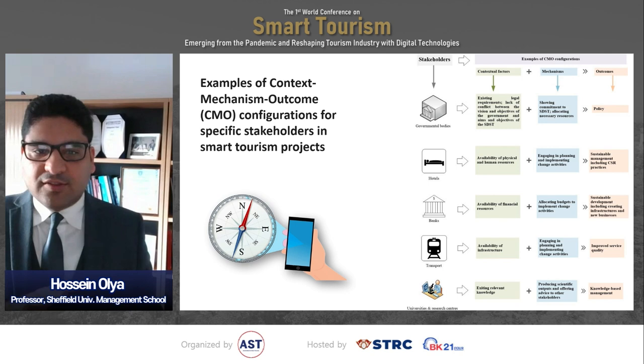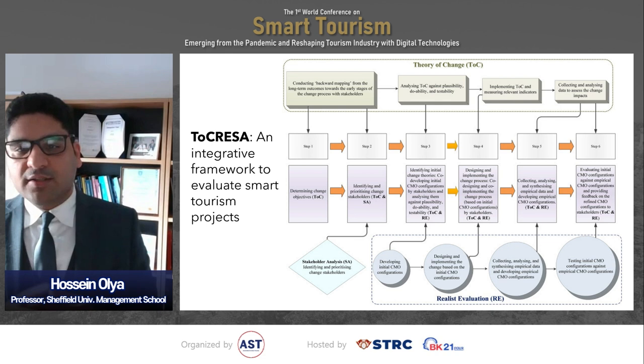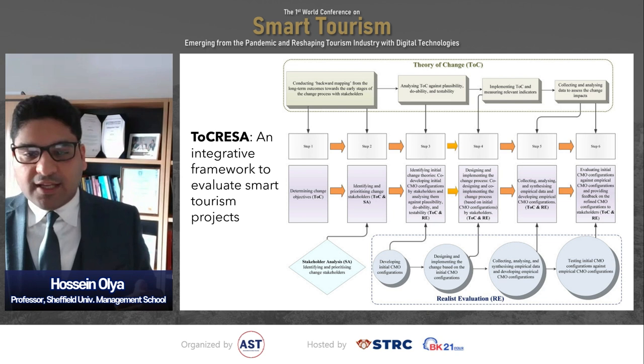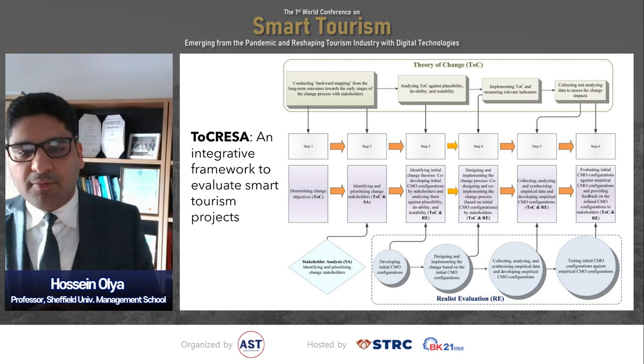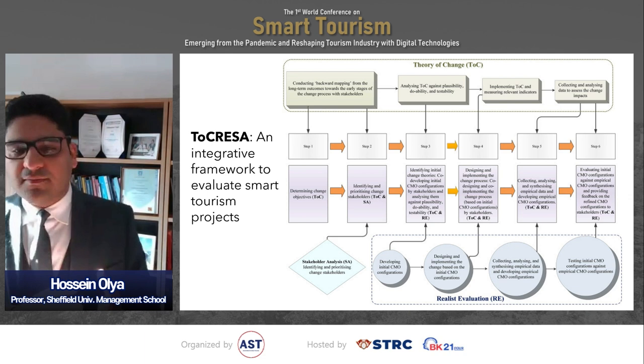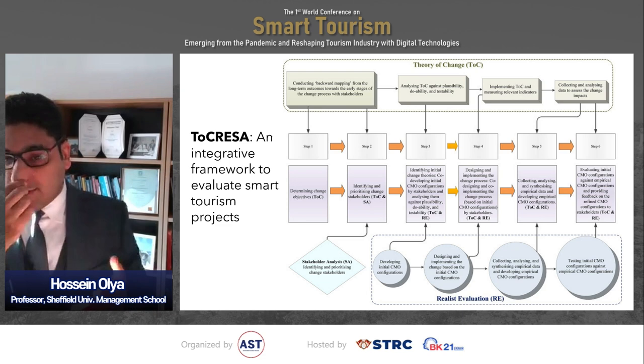We integrated all these three models together. Theory of change is at the top, which you see in green, and then at the bottom you have realist evaluation on the right, and the new model of stakeholder analysis that we developed on the left side. So we integrated all these three dimensions or methods and came up with an integrated framework, which is accessible to policymakers, managers, funding bodies, and different organizations that are involved. So it's very easy now to follow this process to know how to run the project and how to evaluate the project. So step one is defining the objectives.